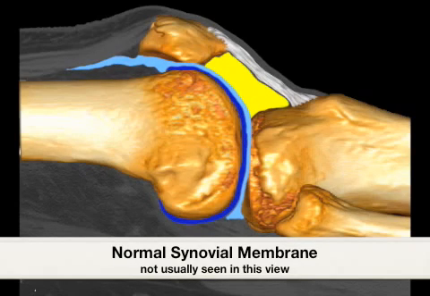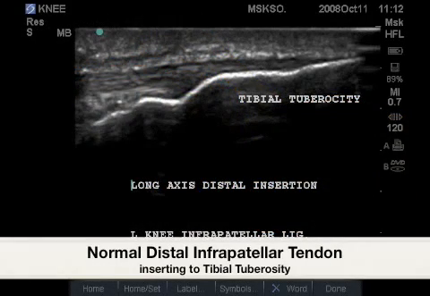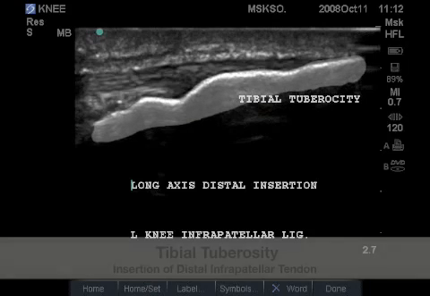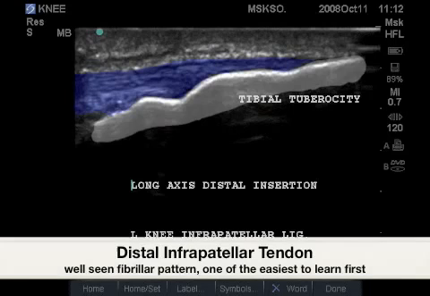is the suprapatellar recess. In this image, we see a normal infrapatellar tendon as it inserts to the tibial tuberosity of the proximal tibia. Highlighted in white is the bony surface anatomy. In blue is the fibrillar pattern of the infrapatellar tendon.